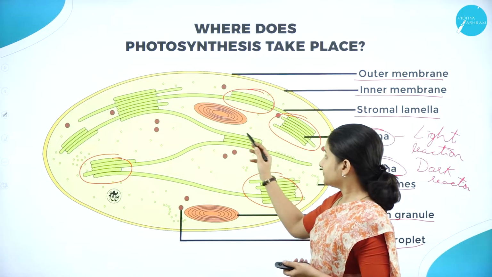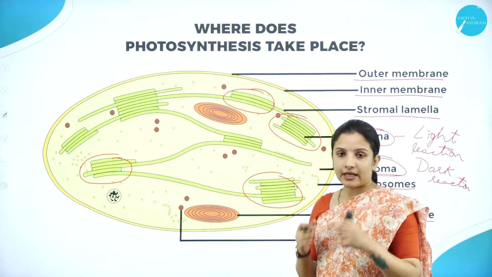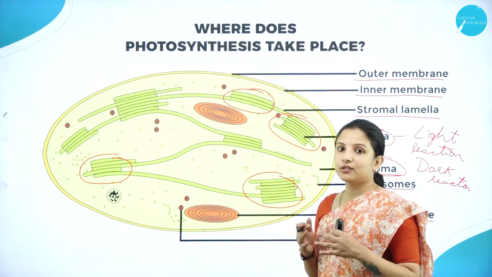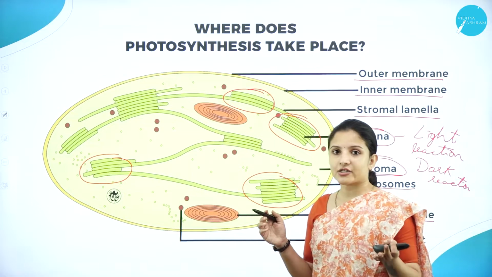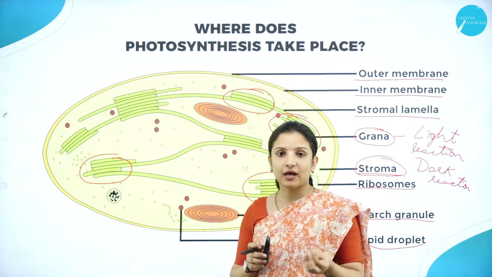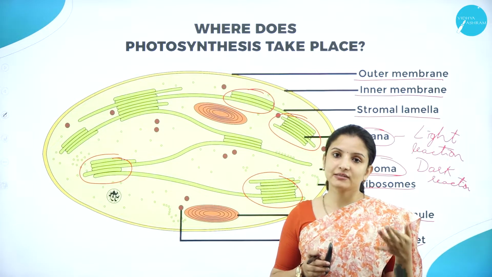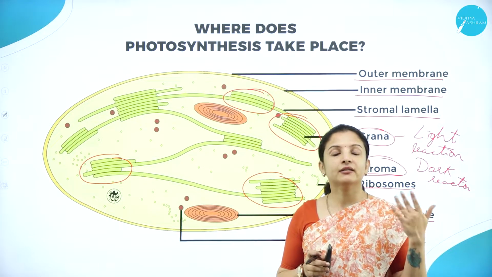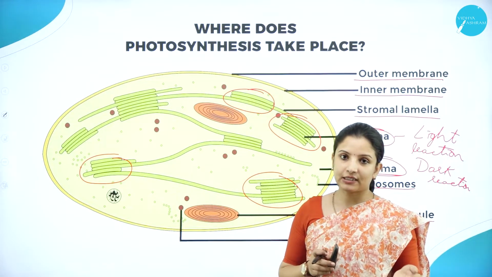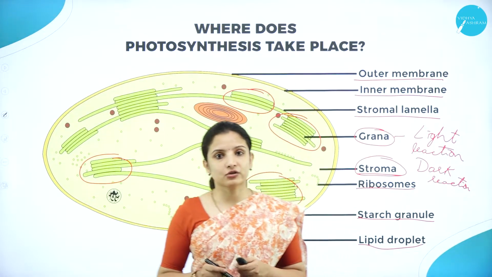So that is why grana is very, very important for the light reaction of photosynthesis to take place, whereas the dark reaction occurs in the stroma, which is the matrix of the chloroplast. And this dark reaction doesn't mean that it takes place in the night. It only means that they don't make use of the sunlight. That is the only difference. So this is about the structure of the chloroplast.